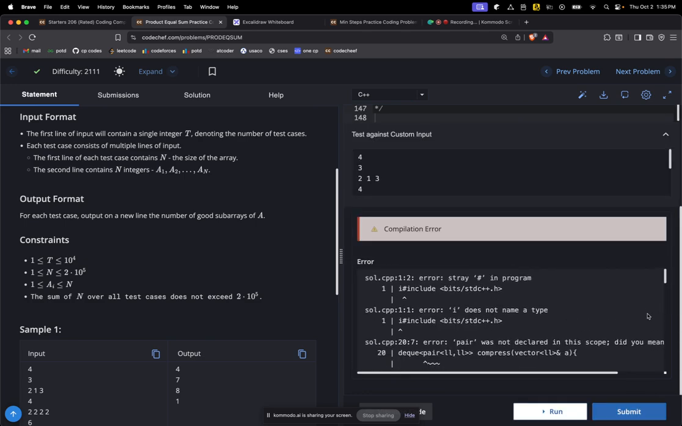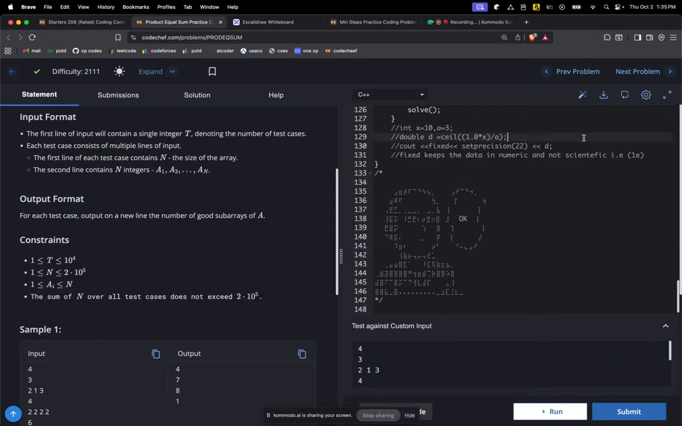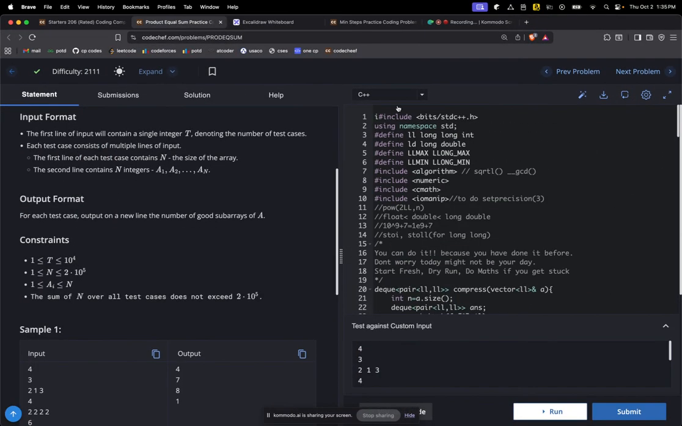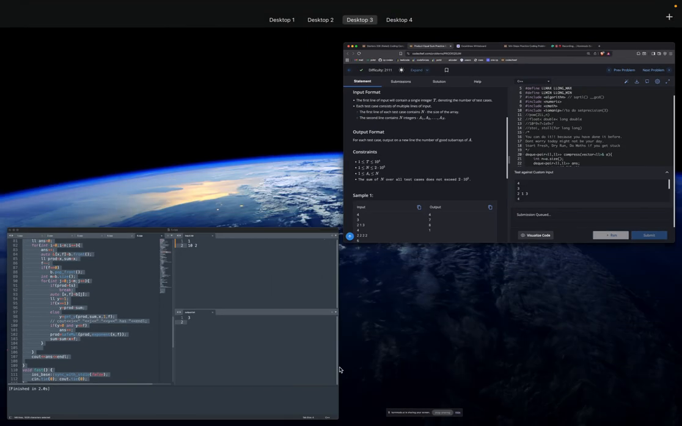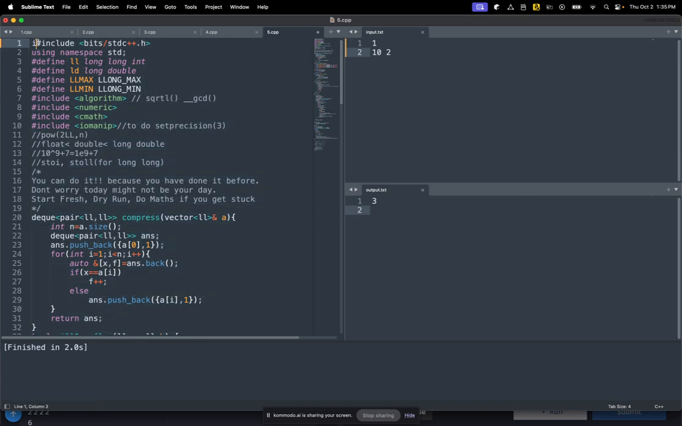Okay, I got a compilation error. There was something already written there. Why is there an I here? I don't know. So, is this an I here also? Yes, it is.